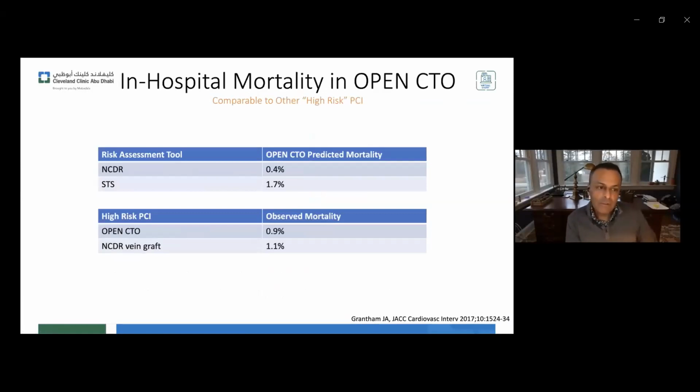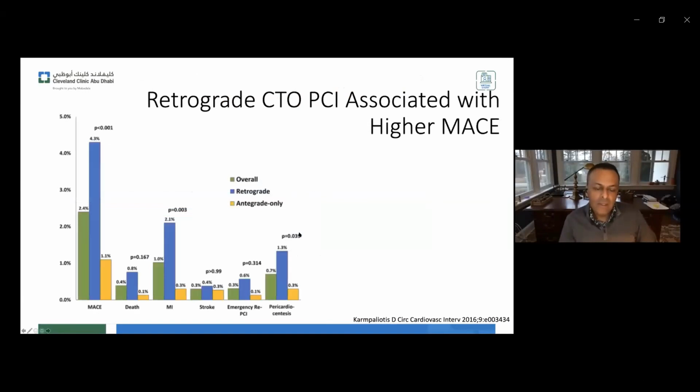Let's put it in perspective. If you put the Open CTO patients into the SCDR or STS risk assessment tools, you can see that the observed mortality was somewhere in between at around 1%. And if you compare Open CTO mortality versus vein graft intervention mortality, they're pretty similar. So vein graft intervention is done all over the world all the time without much pause, and yet CTO PCI probably has a lower risk of mortality. The biggest risk of complication comes from advanced crossing strategies, in particular retrograde CTO crossing.